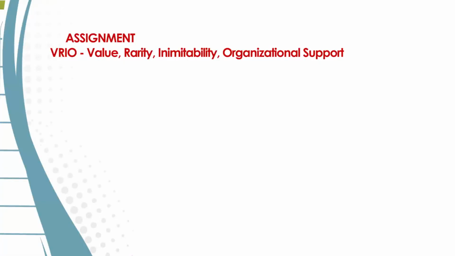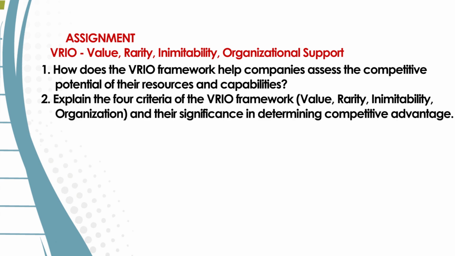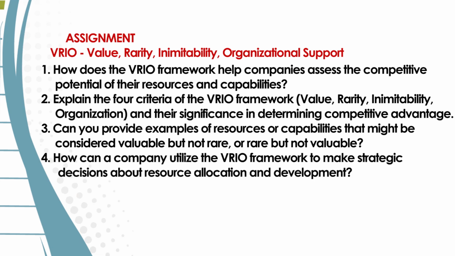Assignment. 1. How does the VRIO framework help companies assess the competitive potential of their resources and capabilities? 2. Explain the 4 criteria of the VRIO framework and their significance in determining competitive advantage. 3. Provide examples of resources and capabilities that might be considered valuable but not rare, or rare but not valuable. 4. How can a company utilize the VRIO framework to make strategic decisions about resource allocation and development?